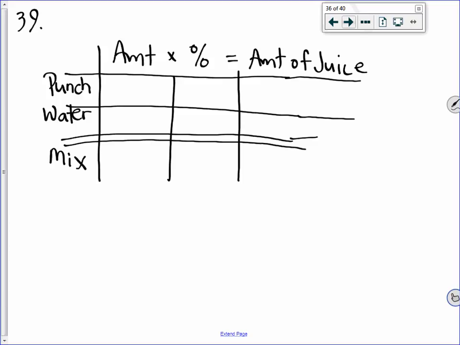And then I look to the problem to see if there's any other information I can fill in. It says Hawaiian punch is 10% fruit juice, so I can fill in 10%. I want my mix to be 6% fruit juice, and then it also says that I want 1 gallon of Hawaiian punch. So I have 1 gallon of Hawaiian punch. And then it says how much water. How much water means amount of water is X.